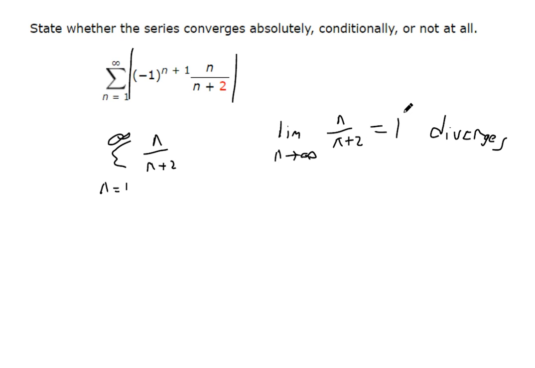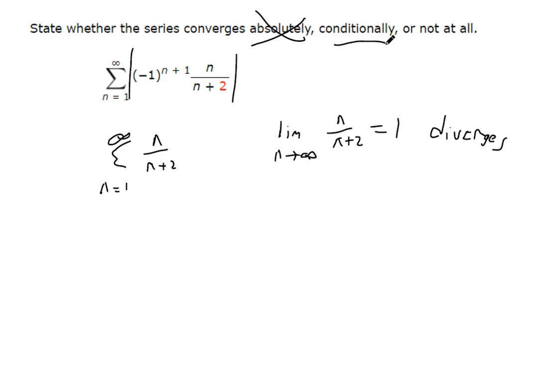So since that's not 0, the divergence test tells us that it diverges. The limit as n goes to infinity needs to be 0 for there to be a chance of convergence. So it does not converge absolutely. We just found out the absolute value diverges.